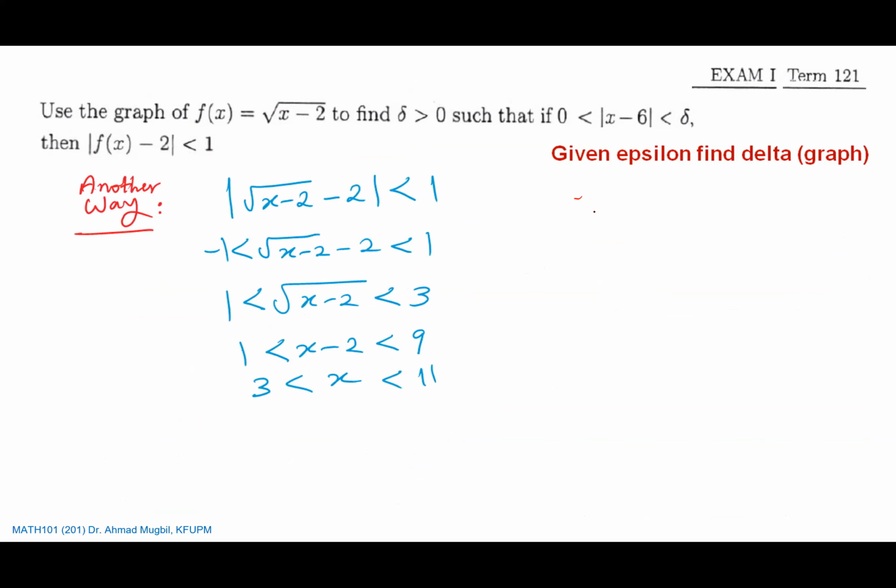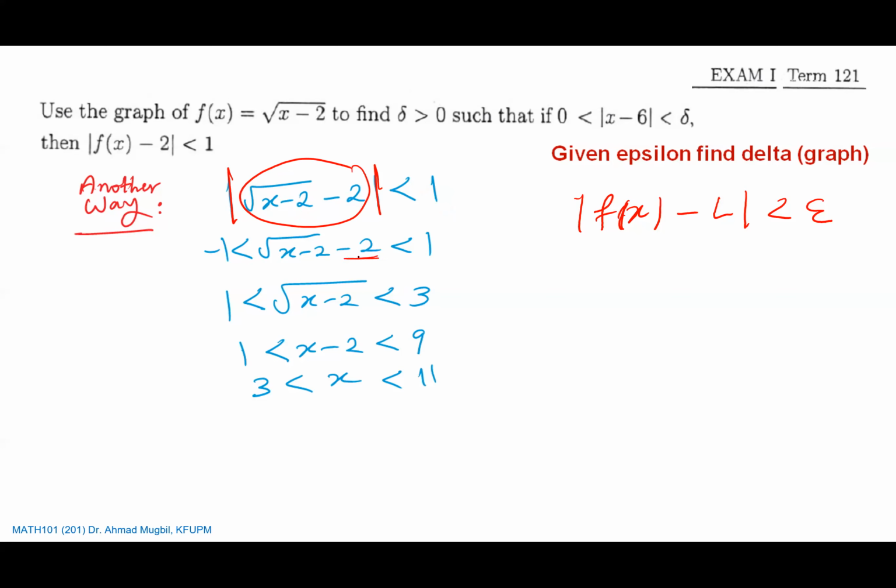You will start with the definition. Do you remember? You will start by guessing a value for delta. So this is |f(x) - L| less than epsilon. Epsilon is given to us. This is epsilon, this is L, this is the function. Now you will try to simplify using the definition of the absolute value. Then this means that what is inside the absolute value will be less than 1 and greater than -1.